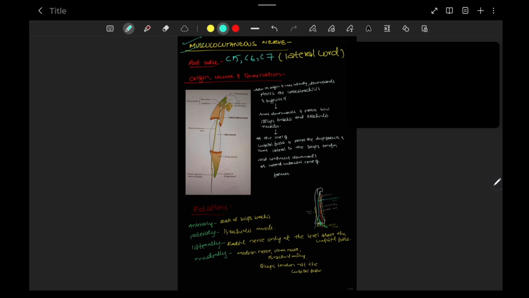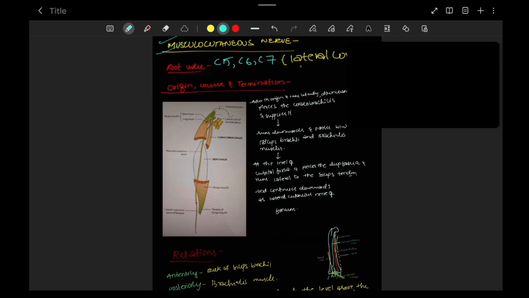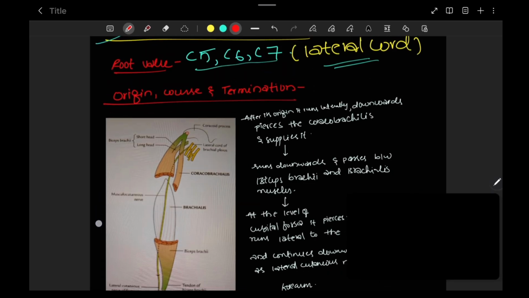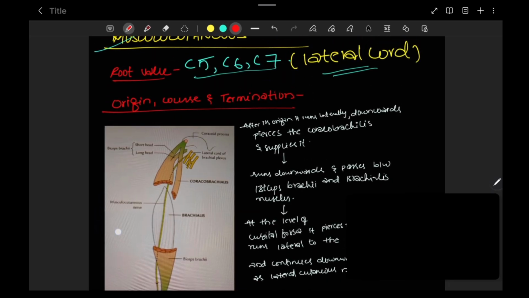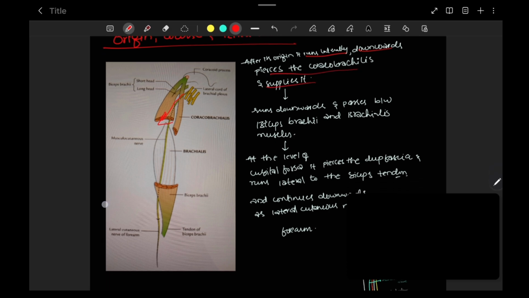Musculocutaneous nerve is the nerve of the anterior aspect of the arm. It arises from the lateral cord of the brachial plexus, from the root values C5, C6 and C7 spinal segments. After it originates from the lateral cord, it runs laterally. You can see it is going laterally. It runs laterally downwards and pierces the coracobrachialis muscle and supplies it.